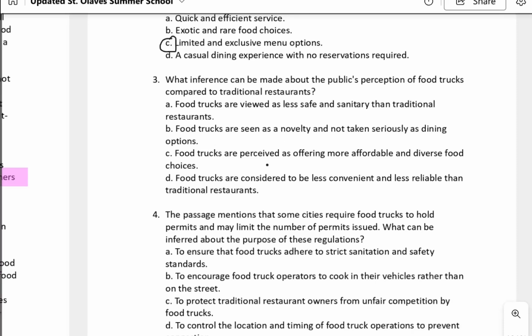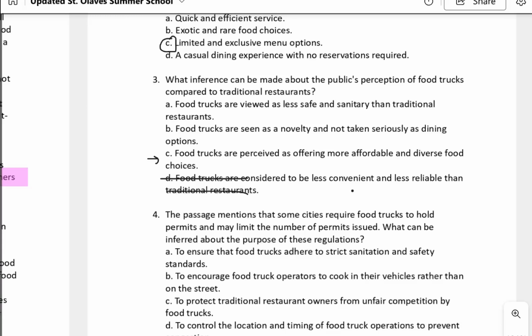So the passage does talk about the low overhead costs as seen before. So the food is cheaper. So this is definitely looking more like a solution. It's definitely not less convenient because the passage talks about how it can just park, it can change directions or where it's stationed for the day.